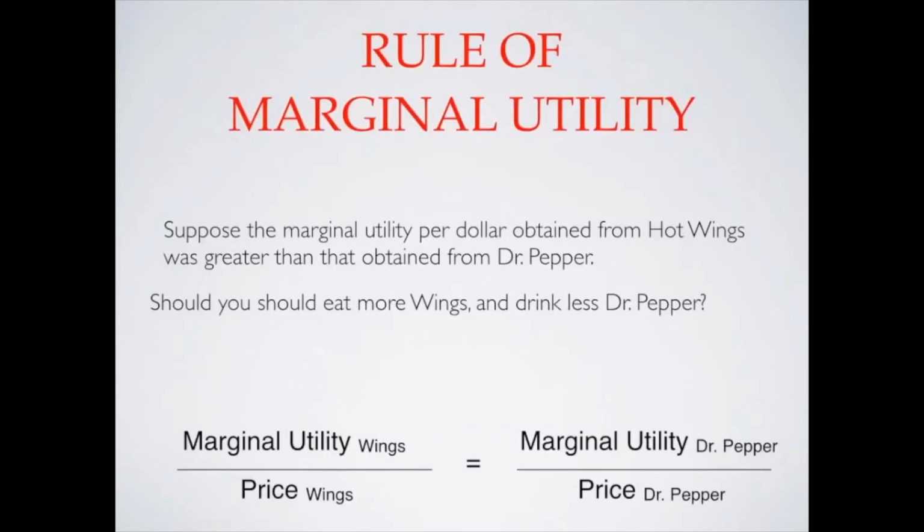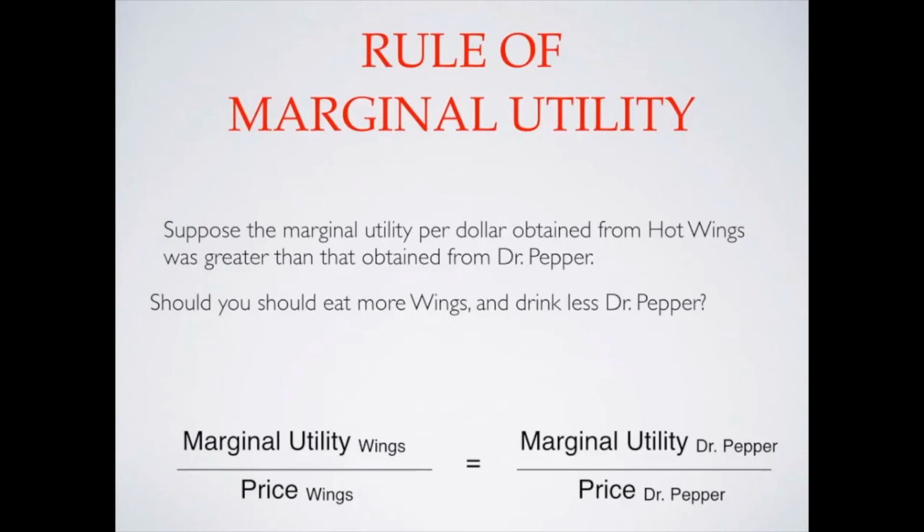This is the rate at which that item allows the consumer to transform money into utility. Suppose the marginal utility per dollar obtained from hot wings was greater than that obtained from Dr. Pepper. Should you eat more wings and drink less Dr. Pepper? The way we look at this is to apply the rule of equal marginal utility per dollar spent, which states that consumers should seek to equalize their bang for the buck.